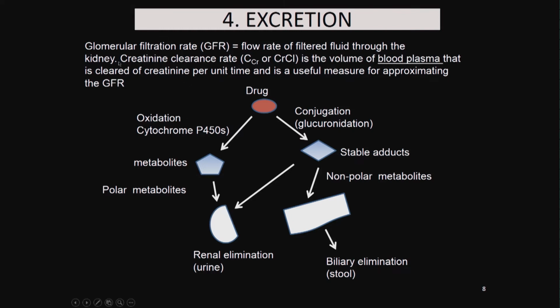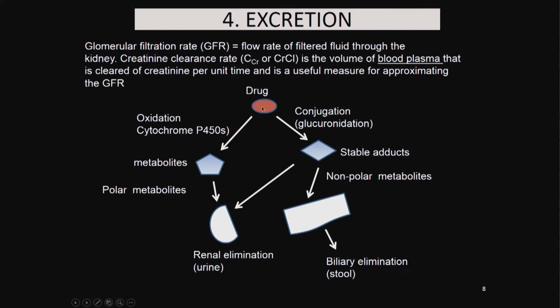You have glomerular filtration rate, GFR, the flow rate of filtered fluid through the kidney. Creatinine clearance rate, that is CCR or CL, is the volume of blood plasma that is cleared of creatinine per unit time. This is a very useful measure of understanding GFR. So, how much creatinine gets removed per unit time from the blood plasma tells you the GFR.